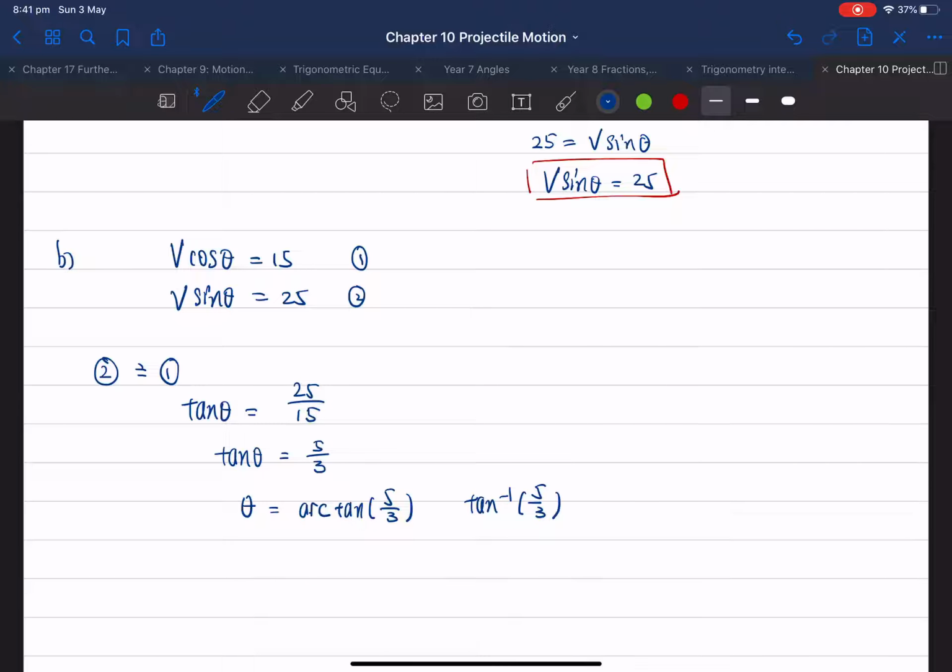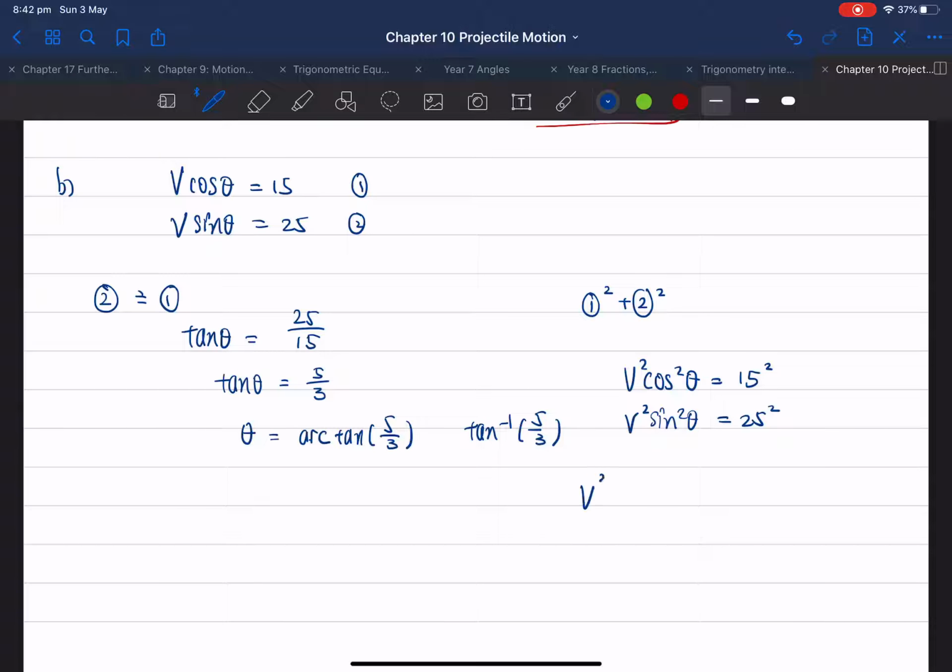Well, you can substitute the theta inside to find v, but it's not ideal, okay? The proper way to do that is equation 1 squared plus equation 2 squared, and you plus them together. You're going to get v squared cos squared theta equals 15 squared, and v squared sine squared theta equals 25 squared. If you add them together, you will get v squared cos squared theta plus v squared sine squared theta equals 15 squared plus 25 squared.